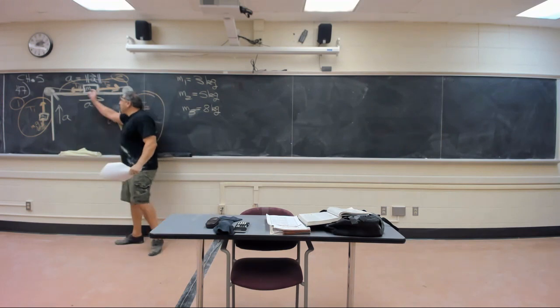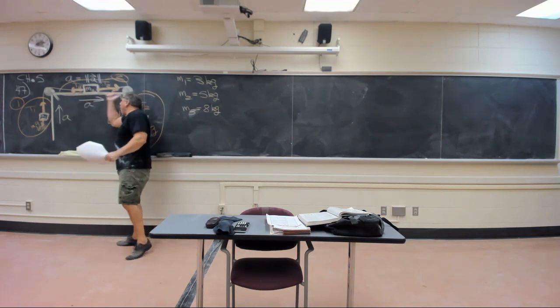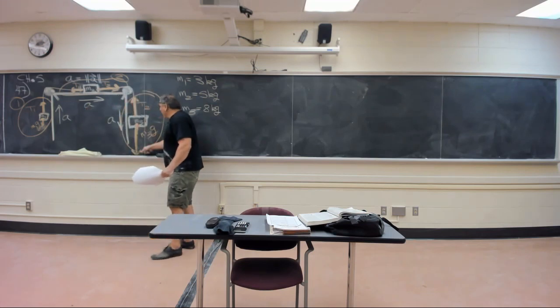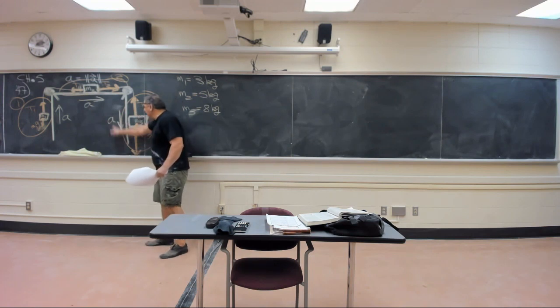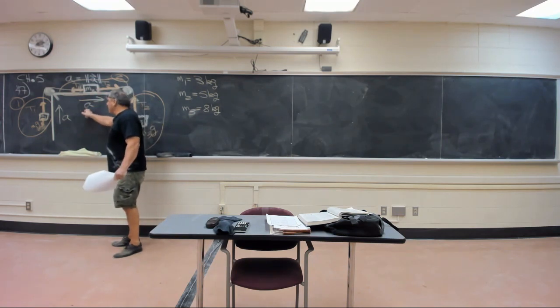T2 has to be a bigger vector than T1 because the difference between the two means there's a net force going to the right. If there's a net force going to the right, the acceleration will be to the right. If there's a net force going down, because M3G is bigger than T2, the acceleration is going to be going down. If there's a net force going to the right, the acceleration is going to be going to the right.